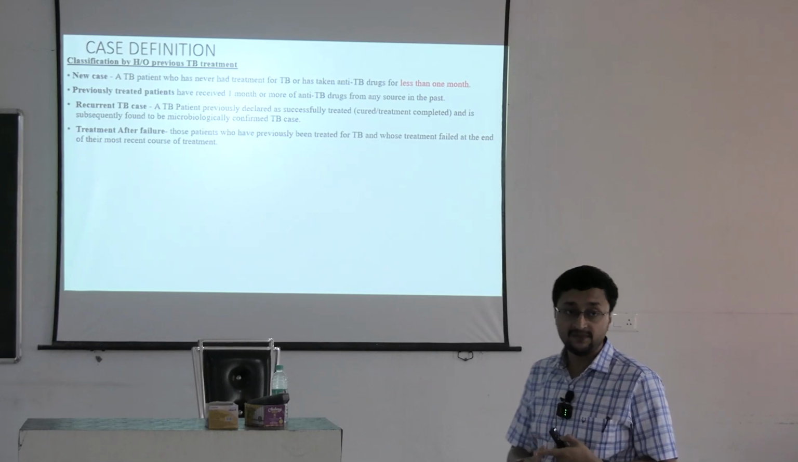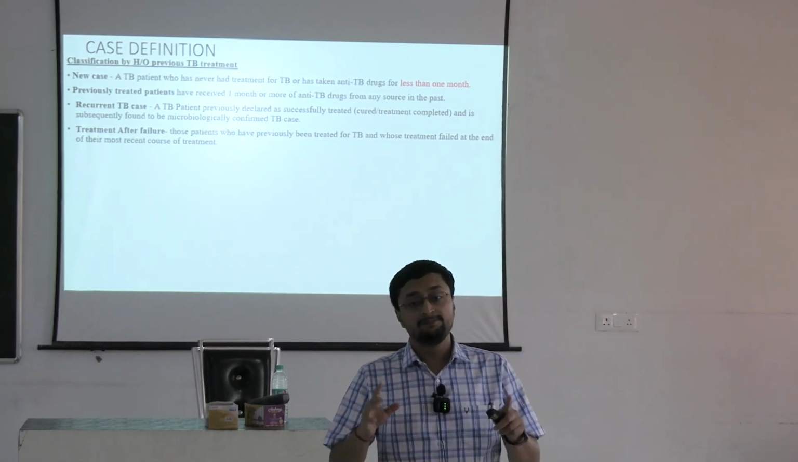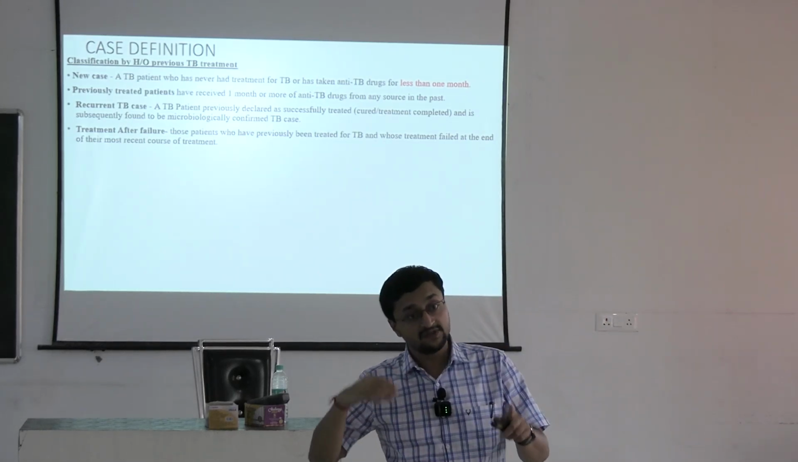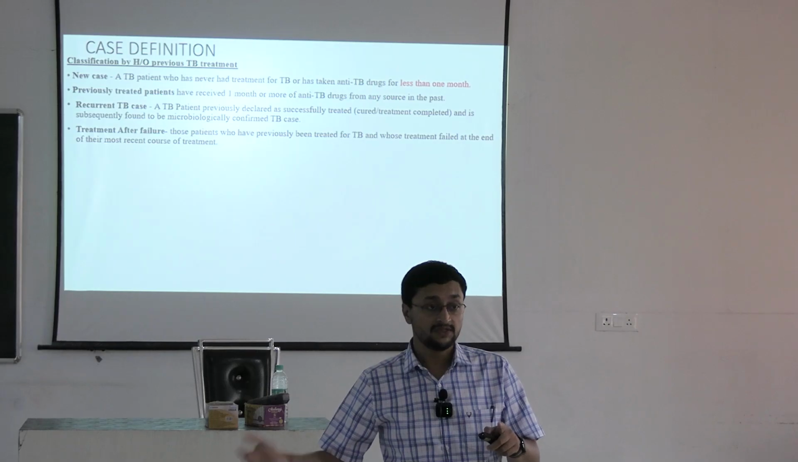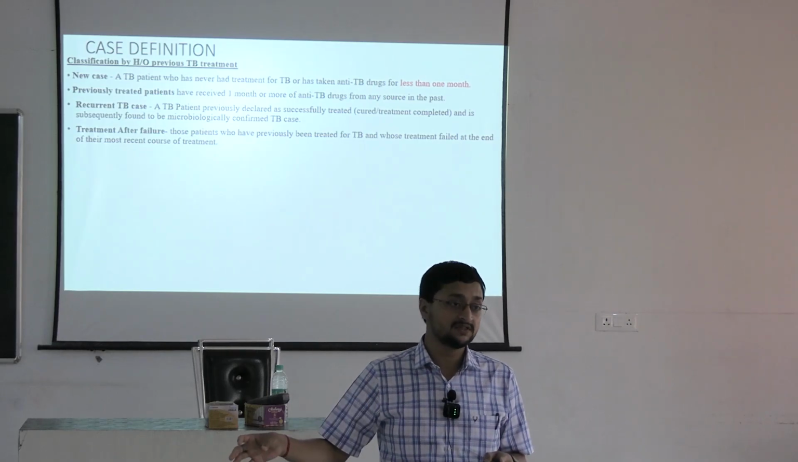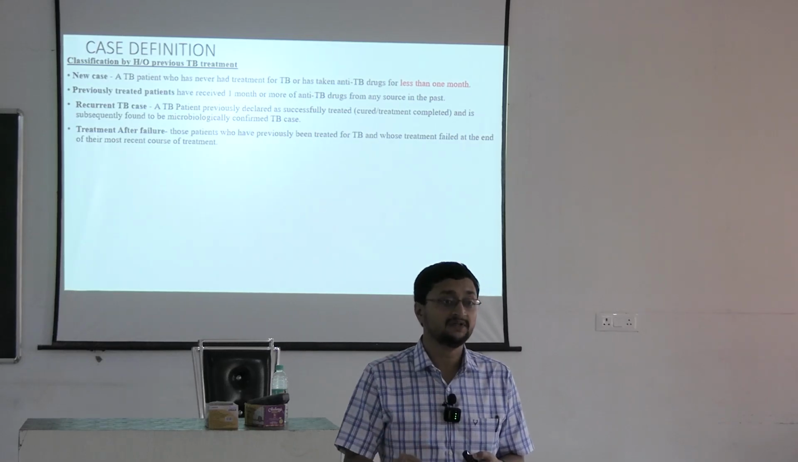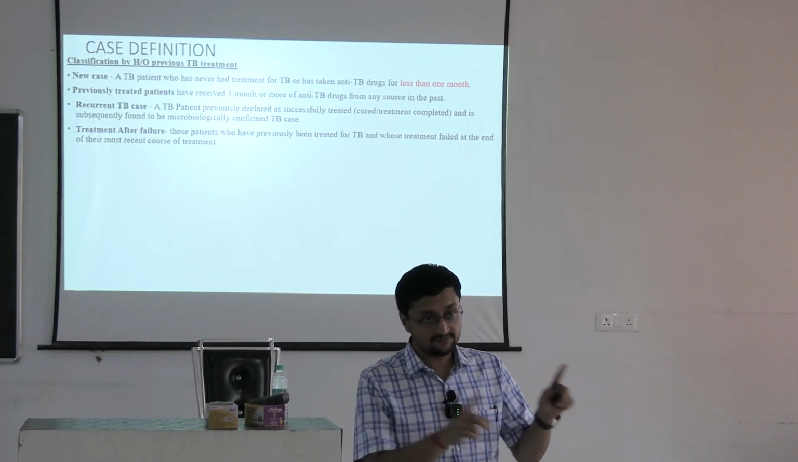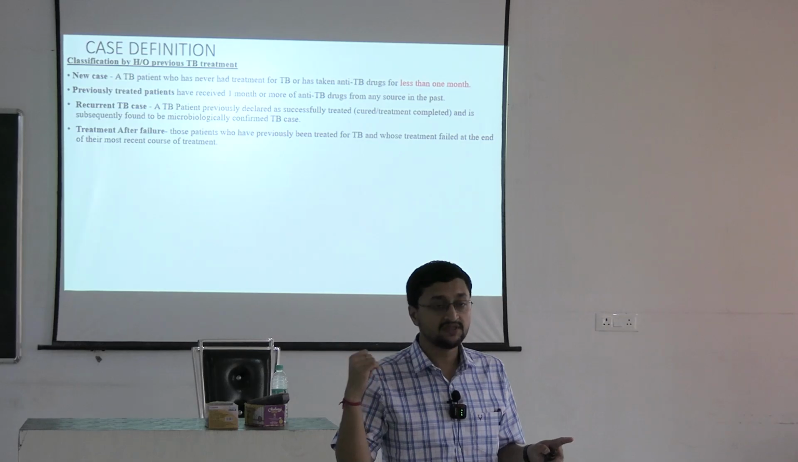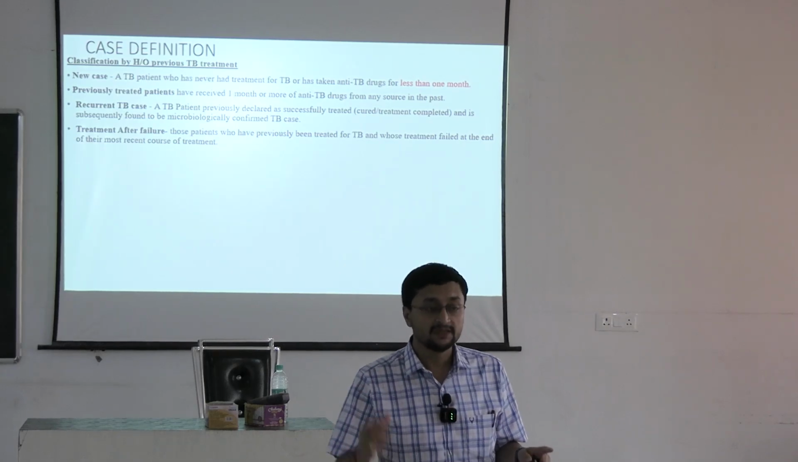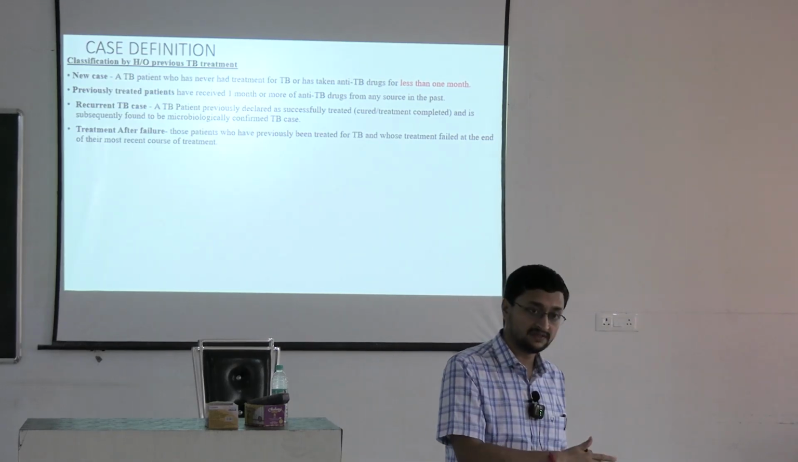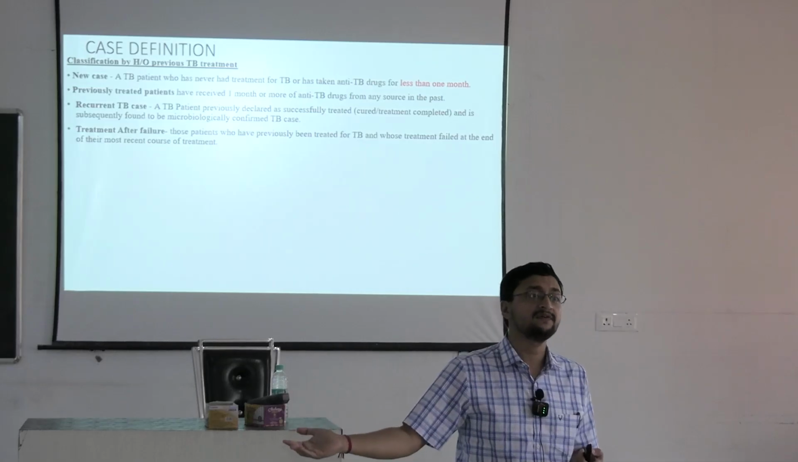Treatment after failure means the patient became positive even after the 6 months course of tuberculosis therapy. That means this is a case of failure, treatment after failure. This is different from the recurrent. In case of recurrent TB, the patient was declared cured previously and again the patient was infected with tuberculosis.